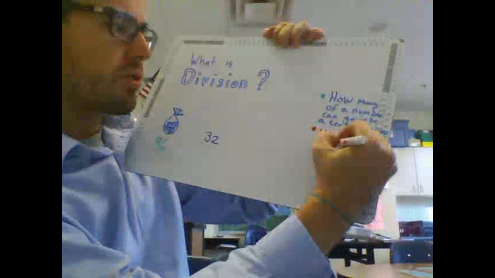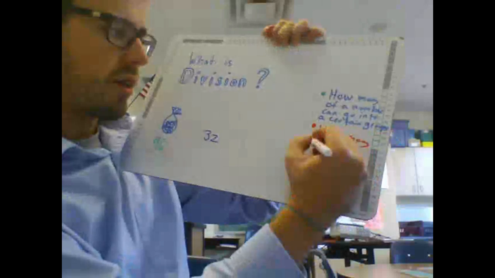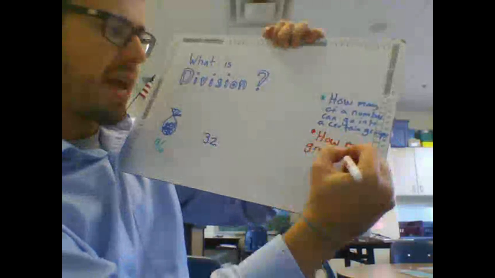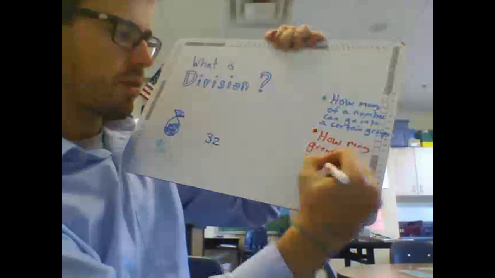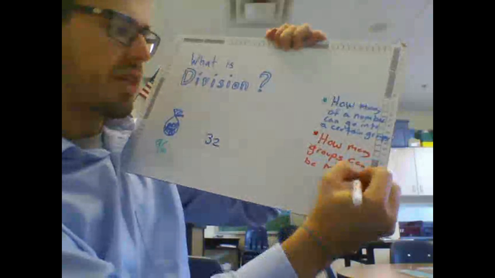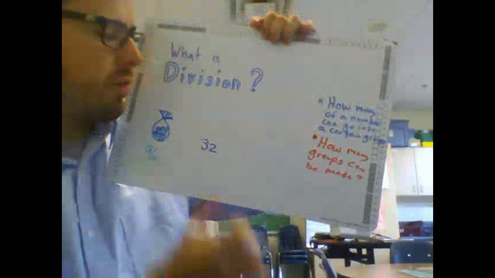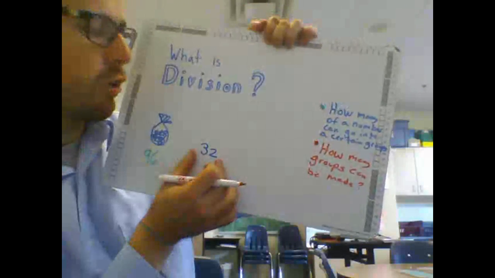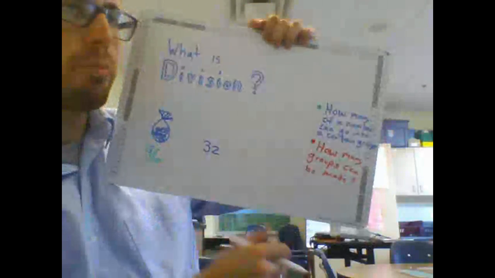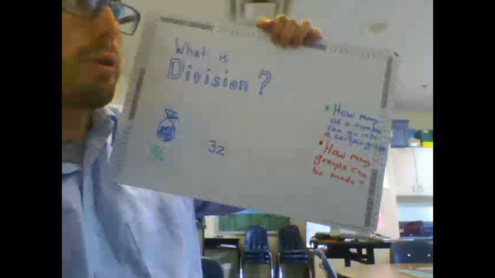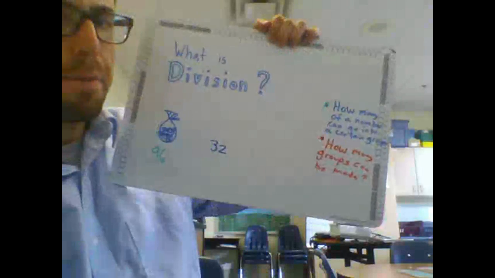is how many groups can be made? How many groups can be made if you have a number that goes into that groups? In other words, if I know 32 marshmallows are going into each group, then how many groups can I make?